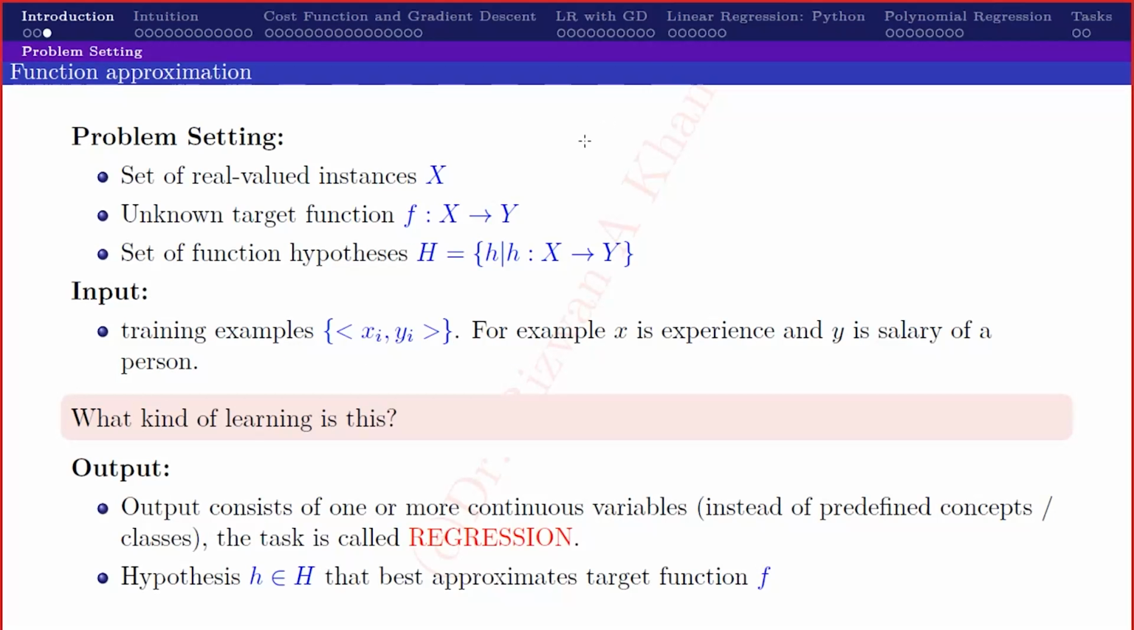So this is the problem setting. Here we have a set of real valued instances X. This is our data set, as usual, like in our supervised machine learning algorithm or classification task. There is an unknown target function F. We try to find F that maps X to Y. Y is our output or target variable. And we try to find a hypothesis function that maps input to output. This is the same as classification. There is no difference over here.